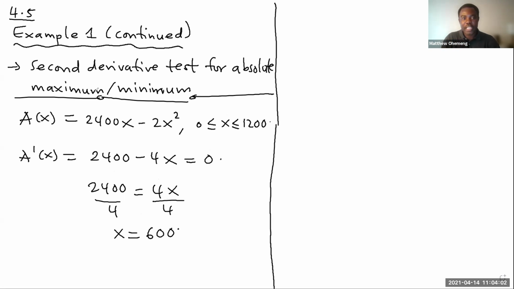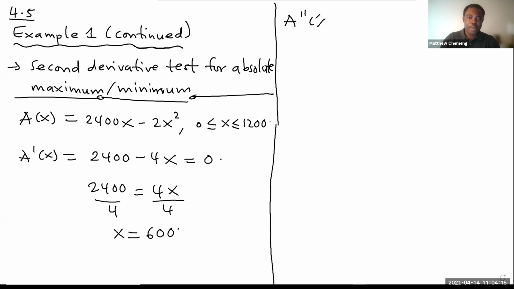So in using the second derivative test for absolute maximum or minimum, you just need to get the second derivative. Right. As I was saying, this is one of the simplest approaches you can use. So just get the second derivative. The second derivative is A double prime of x.